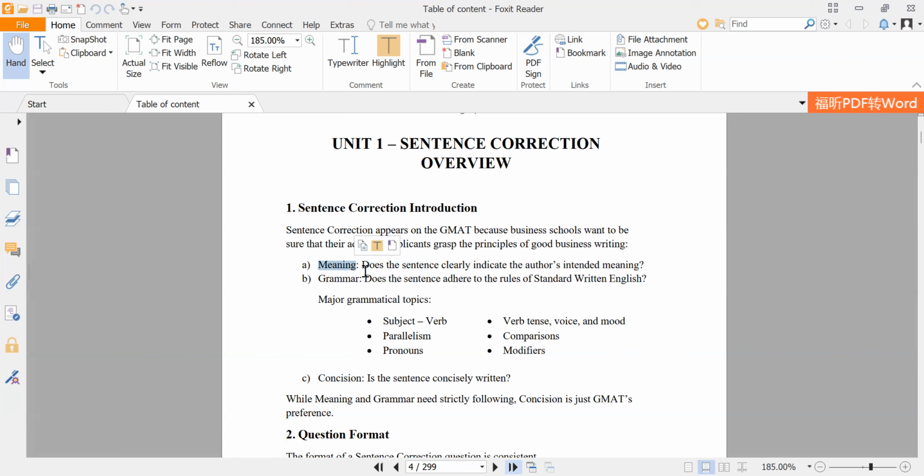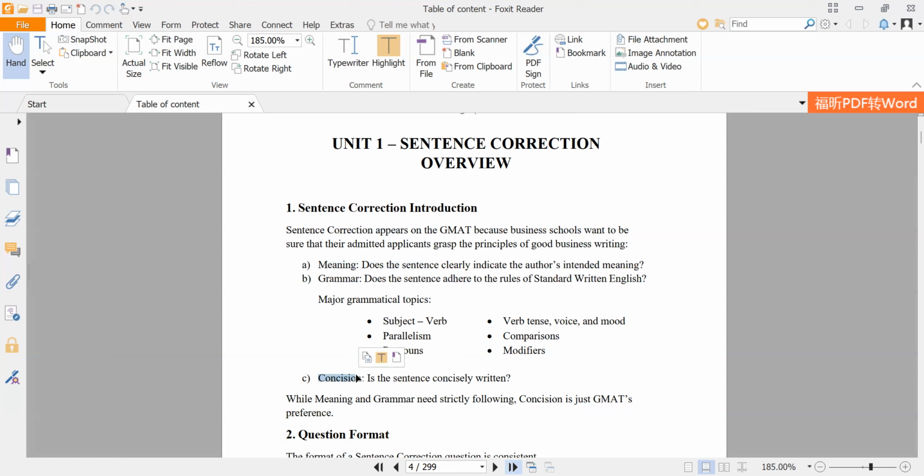And so that leads to a very key concept, a key approach in the sentence correction section on the GMAT, which is we're not going to find the correct answer choice directly. We're going to find the correct answer choice by eliminating the wrong answer choices. So we're going to have to compare the 5 answer choices, see which ones have correct meaning, correct grammar, and then among those, we're going to pick the one that is the most concise.